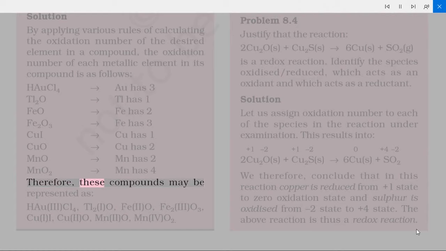Therefore, these compounds may be represented as HAu(III)Cl4, Tl2(I)O, Fe(II)O, Fe2(III)O3, Cu(I)I, Cu(II)O, Mn(II)O, Mn(IV)O2.